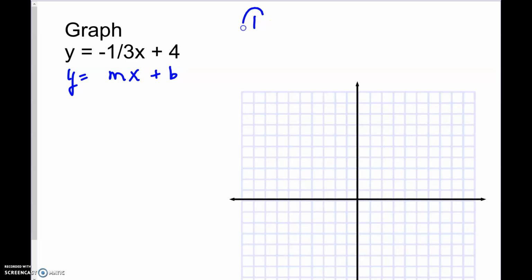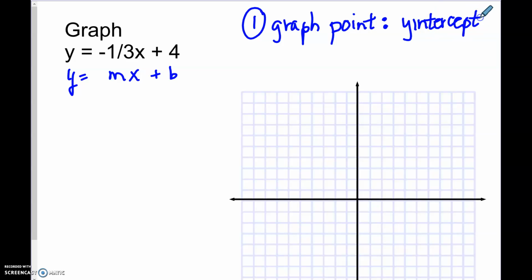So if you need help with graphing, first you're going to graph a point. We need a starting point. In this particular case, we are going to graph the y-intercept first. The y-intercept is a point, so I'm going to start at the y-intercept, and they tell us here that my y-intercept is 4. 1, 2, 3, 4, and I can put a dot. So that's where I'm going to start.